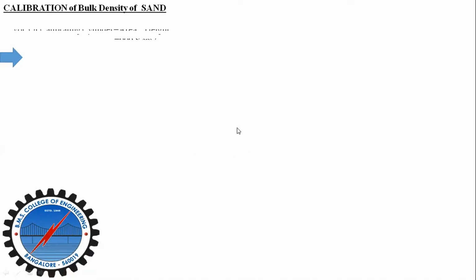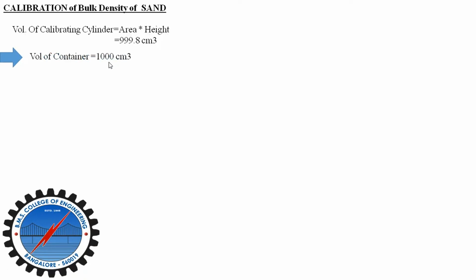For that, we have to find out the volume of the calibrating cylinder. That is equal to area into height. Area is nothing but pi d square by 4 into height h. Diameter is 10, so it becomes pi by 4 into 10 square into height 12.73. Finally, the value comes to 999.8 centimeter cube. Approximately, the volume of the calibrating cylinder becomes 1000 centimeter cube.